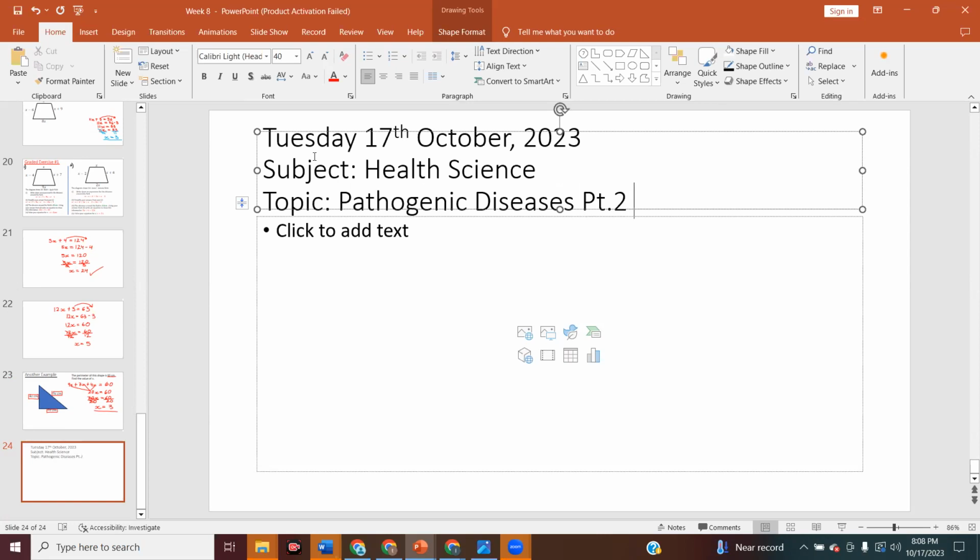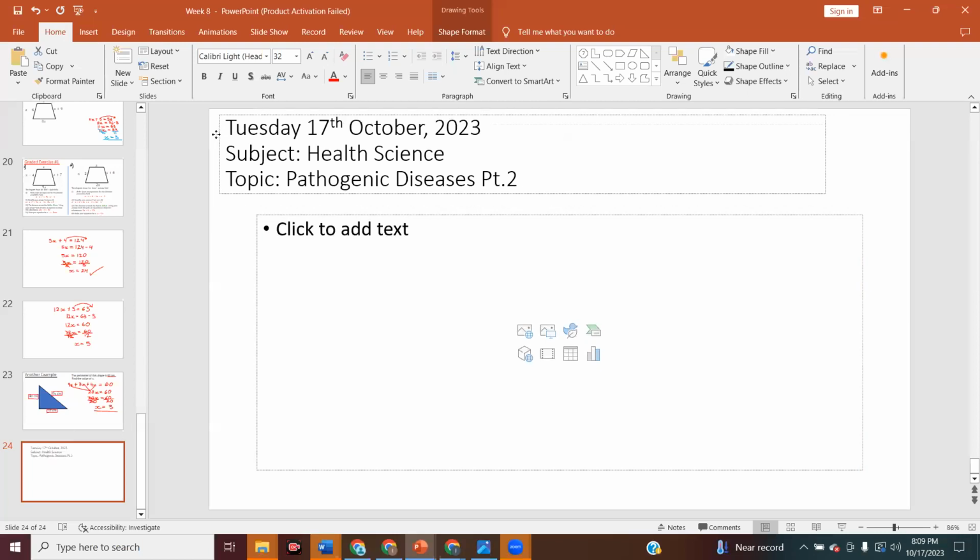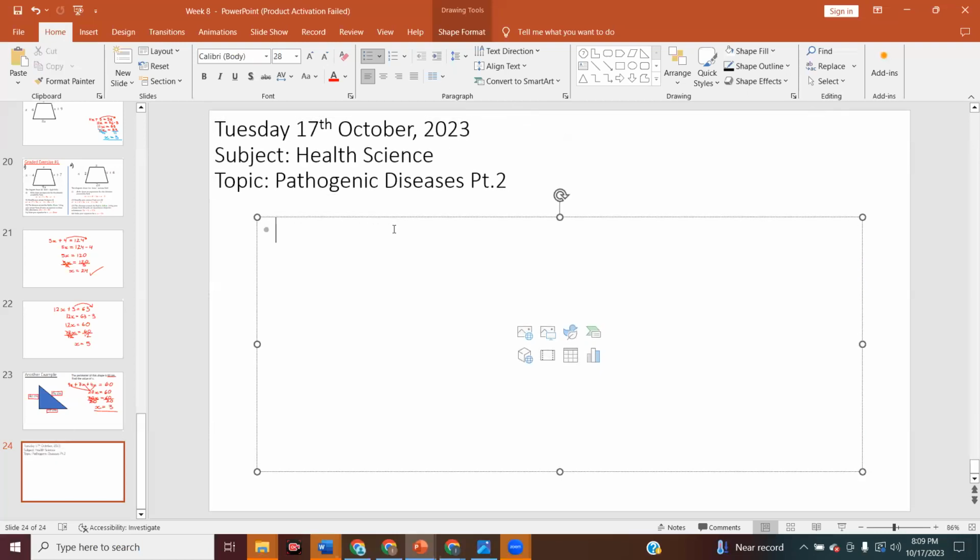Okay, so for this one, we're still going to construct the table. The one that we did last week was salmonella, which causes food poisoning, right? And another one that causes urinary tract infection, that was E. coli, right? So now we're going to look at viruses. The most recent virus that caused the pandemic was what?